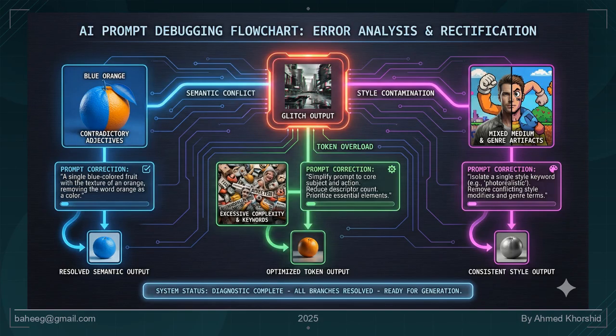Figure: Extra detailed AI-ready prompt for an AI-generated diagram showing a prompt debugging flowchart. Visual style: clean, technical UI schematic with neon accents on a dark background. Key elements: a central node labeled glitch output, branching into 3 diagnostic paths, semantic conflict, token overload, and style contamination. Each path leads to a visual example of the error, e.g., color bleeding, distorted geometry, and a corresponding text box showing the prompt correction. Lighting: soft interface glow, highly legible text.